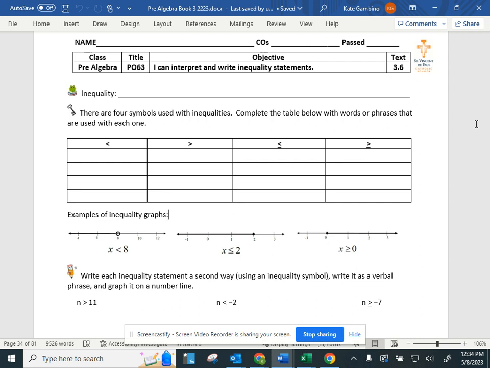So an inequality compares values that are not necessarily equal.